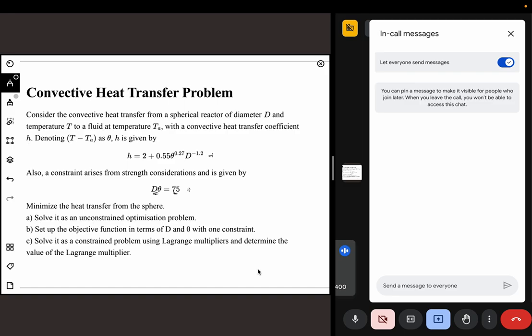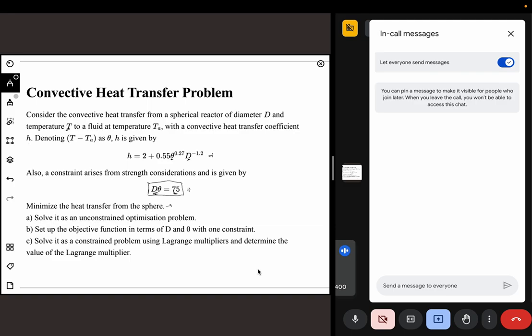Now your optimization problem is to minimize the net heat transfer from the sphere. For example, the spherical reactor, you are storing some material inside, and the material has to be maintained at a constant temperature. So you don't want a heat loss from the sphere. So what are my decision variables here? I need to find this d and theta, that is, what temperature I can maintain and what diameter I can keep so that the heat loss from that reactor will be minimized. So these are my constraints.